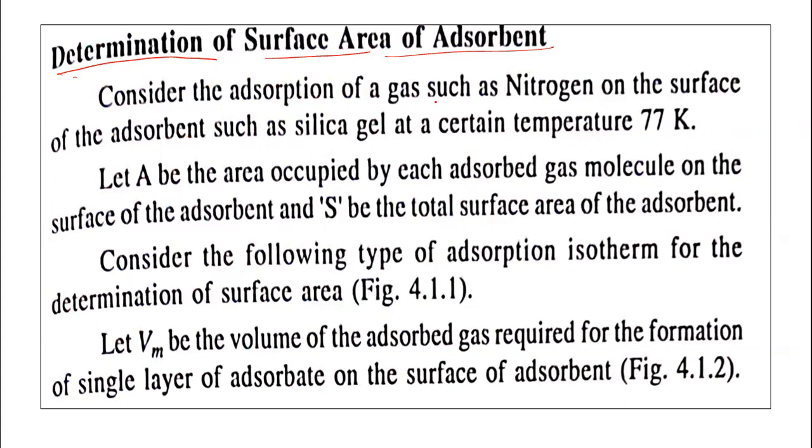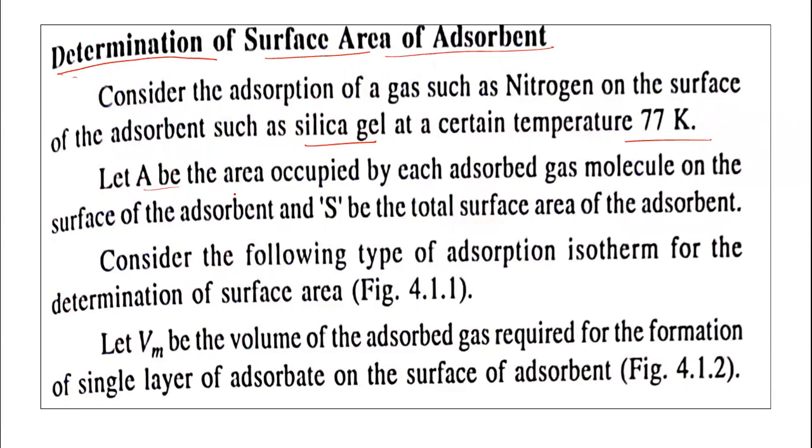Now consider the adsorption of a gas such as nitrogen on the surface of the adsorbent. Generally, nitrogen gas can be used for the determination of the surface area of the adsorbent. So consider the adsorption of a gas such as nitrogen on the surface of an adsorbent such as silica gel, at a temperature of 77 Kelvin, a very low temperature.